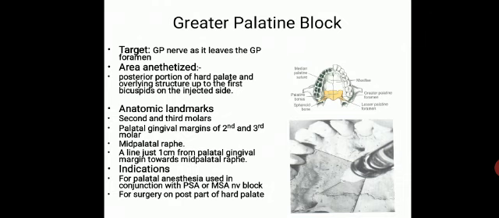Now the greater palatine nerve block. In greater palatine nerve block, the nerve anesthetized is the greater palatine nerve, and the area anesthetized are the posterior portion of the hard palate and its overlying tissue, and anteriorly as far as the first premolar and medially to the midline.